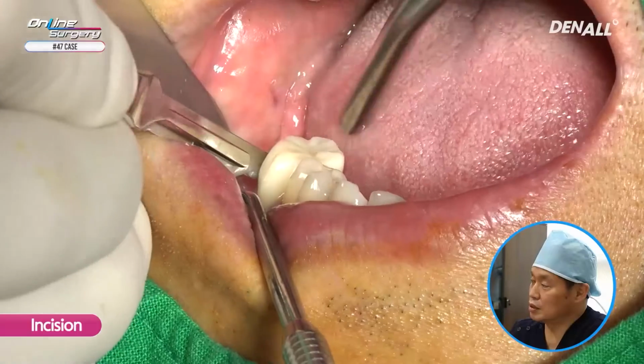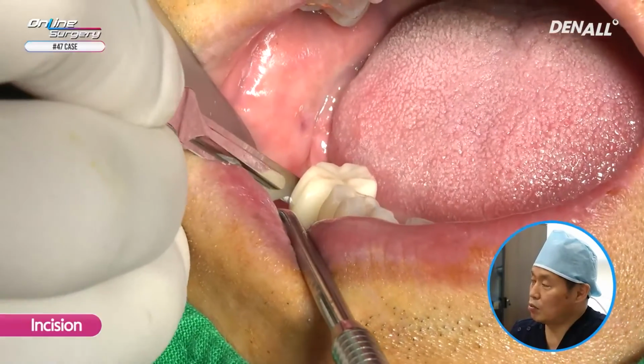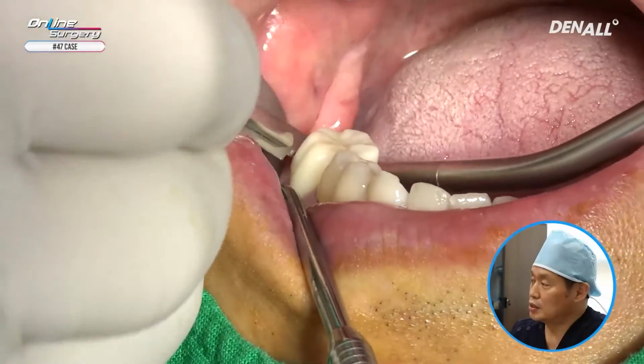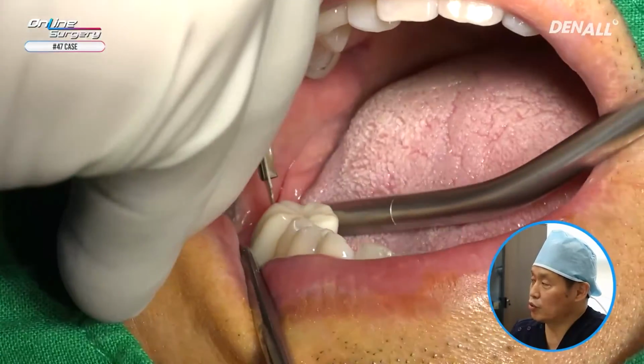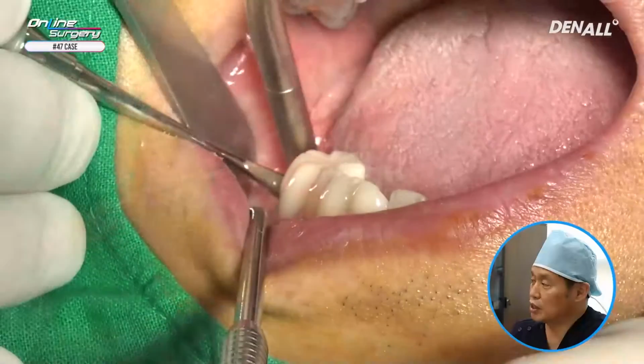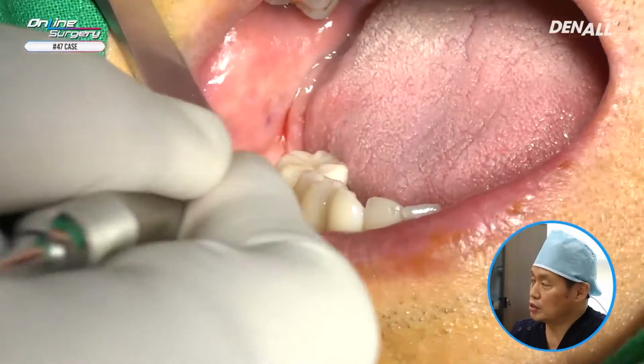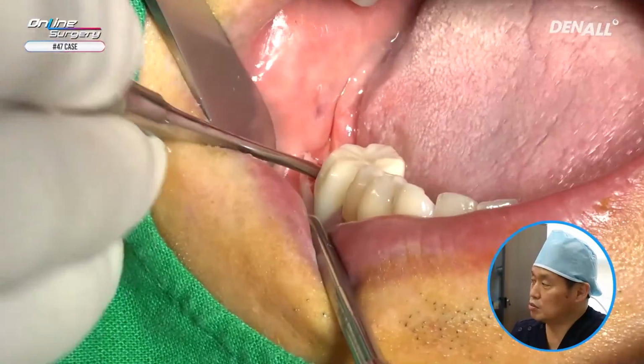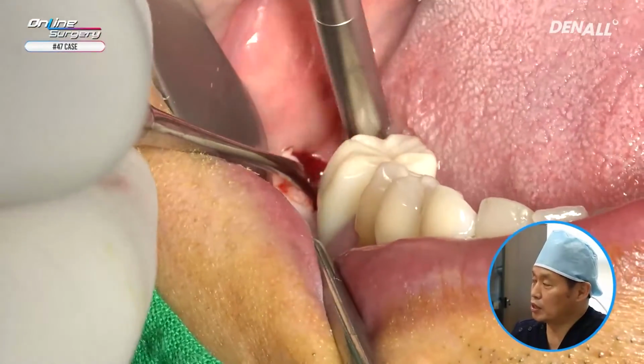In this case, there's very little attached gingiva, so flap was reflected slightly and surgery is going to be done. If you use OneGuide template, most of you think that it will be flapless, but if necessary, you can open flap and prevent loss of attached gingiva due to tissue punch.